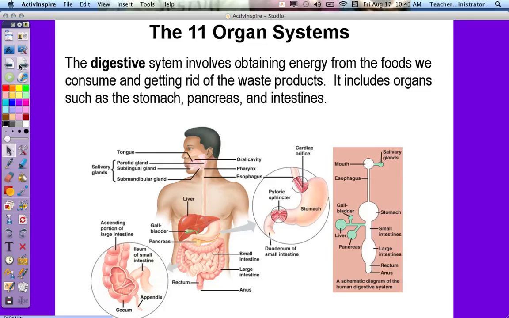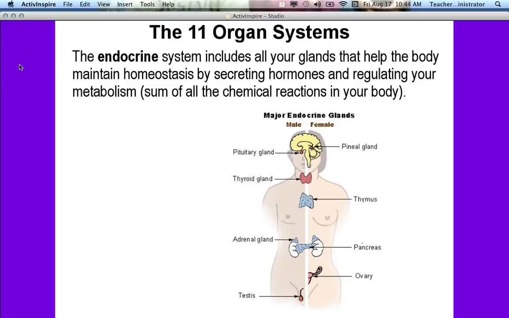The next system is your digestive system. It involves obtaining energy from the food that you eat and then also getting rid of the waste products. And organs would be your stomach, your pancreas, and your intestines.